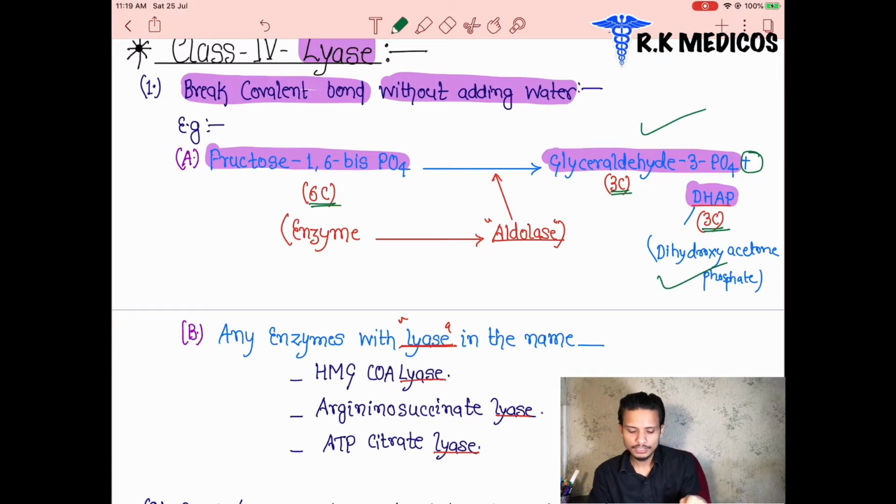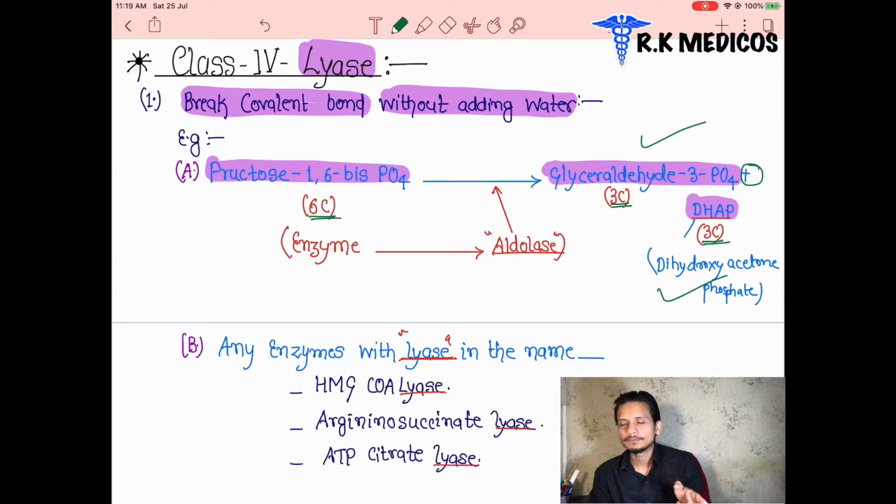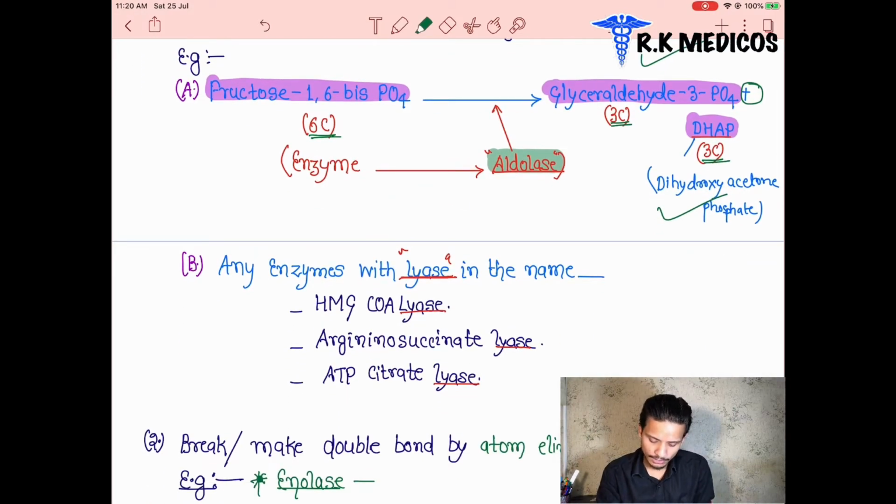What type of enzyme is it? That is liases. They also break the covalent bond but without adding water. And what is the enzyme here which breaks it down? That is our aldolase. The aldolase is the enzyme responsible for breaking down the 6-carbon fructose 1,6-bisphosphate into 3-carbon glyceraldehyde 3-phosphate and dihydroxyacetone phosphate. So in this 4th class, liases, they break the covalent bond without adding water, and the aldolase enzyme breaks it down here in the first case. Also, we can see several other examples.